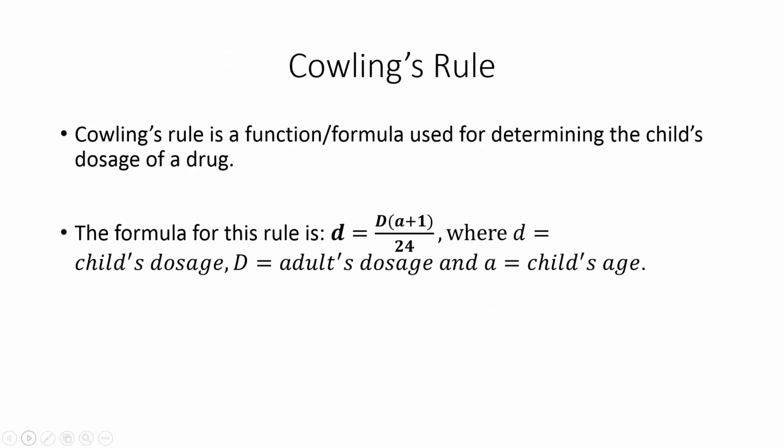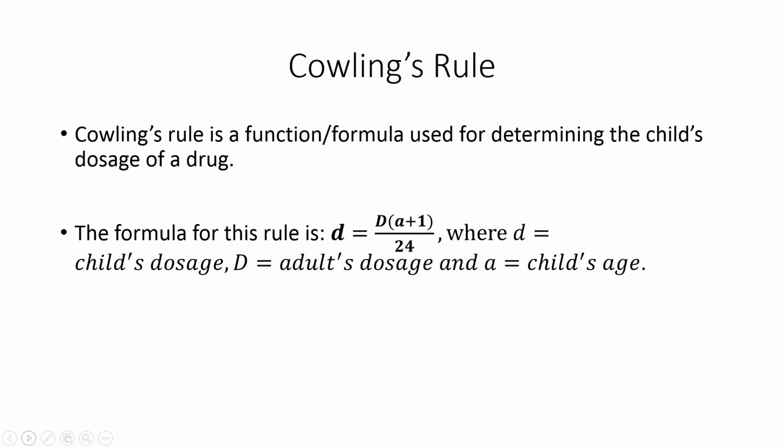Okay, so this week we're looking at the Cowling's Rule. It says the Cowling's Rule is a function or formula used to determine the child's dosage of a drug in comparison to an adult's dosage. The formula for this rule is lowercase d equals capital D times (a plus 1), all divided by 24.